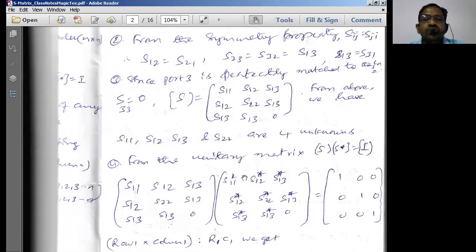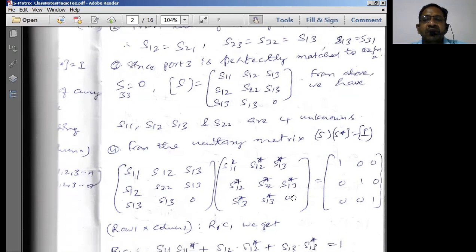So here, what are the unknowns we have? We have 4 unknowns: S11, S12, S13 and S22. We have to solve for these 4 unknowns to get the S matrix. So ultimately, we have to find out the S matrix parameters. Once we get the S matrix parameters, we'll be getting the values of all the ports.